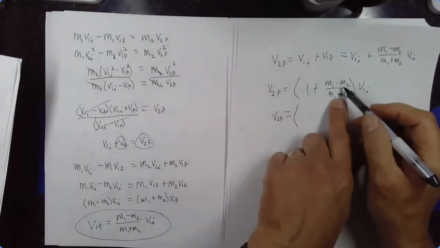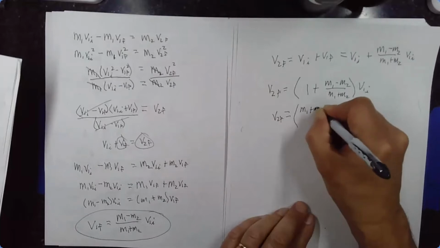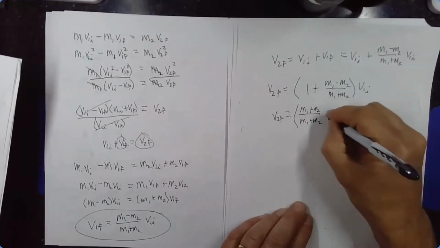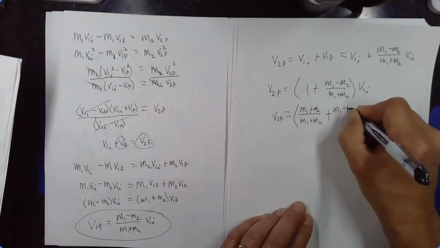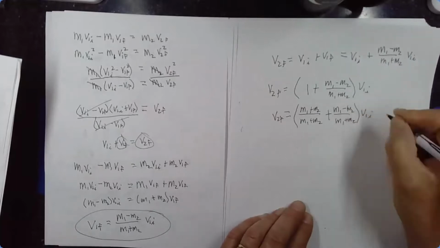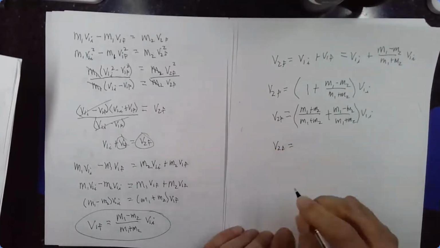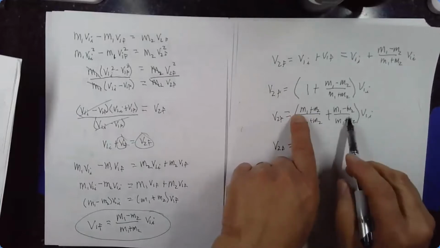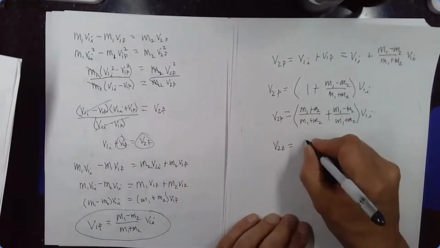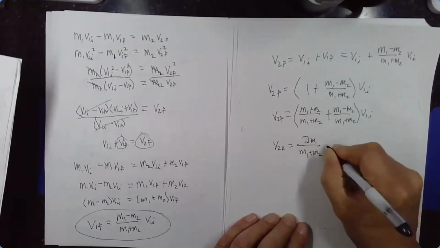Okay, we're almost there. 1, I can rewrite as, this will be V2 final. I'm going to get a common denominator. My denominator is going to be M1 plus M2. 1 is equal to (M1 plus M2) divided by (M1 plus M2). And then I'm adding to that (M1 minus M2) over (M1 plus M2), V1 initial. When I add these two together, I can just add these numerators together. I get M1 plus M1 and M2 minus M2 on top, which ends up being 2M1 divided by (M1 plus M2) times V1 initial.